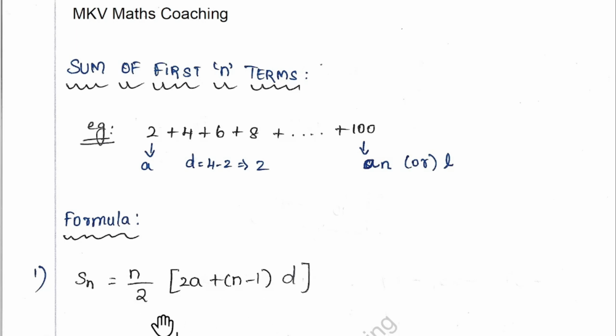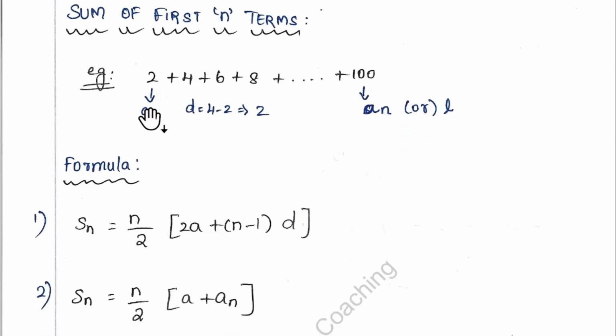The Sn formula is n by 2 into 2a plus n minus 1 into d, which is very important. Here a is the first term, d is the second term minus first term, that is 4 minus 2, and n is the number of terms. We also call the last term L.